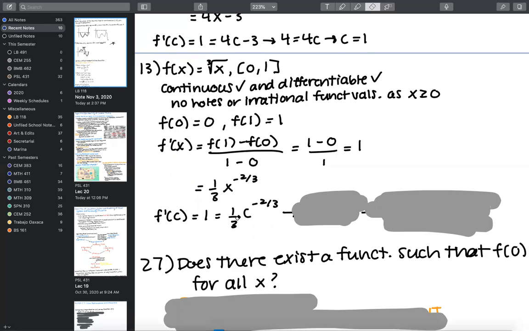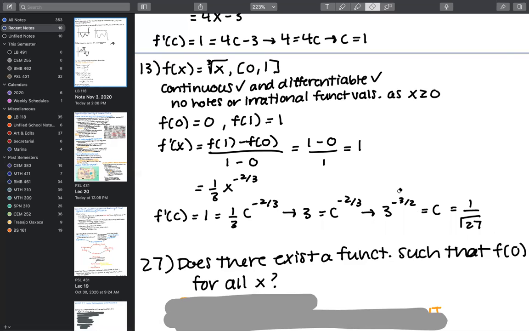Find the x value at which the derivative is 1. So the first thing I do is multiply by 3 on both sides. Now I put this to the negative 3/2 to cancel out this power and get it to be c to the first, which means I have to put this 3 to the negative 3/2. So I get that c is equal to 3 to the negative 3/2. The negative 3/2 is going to cancel.